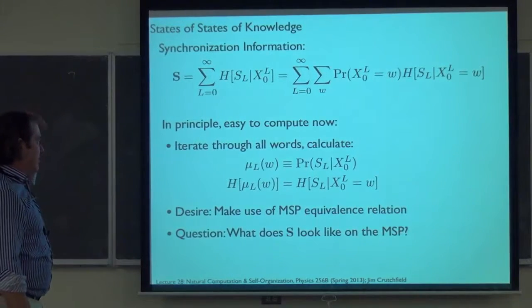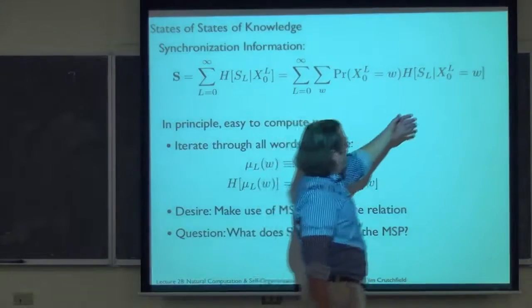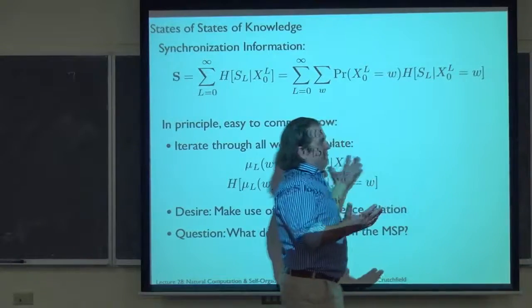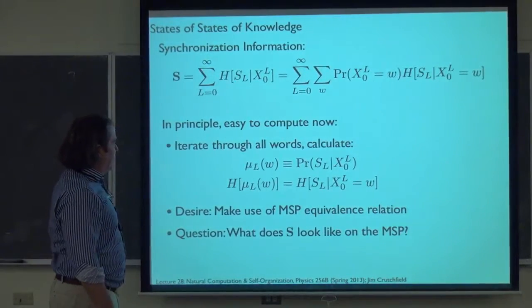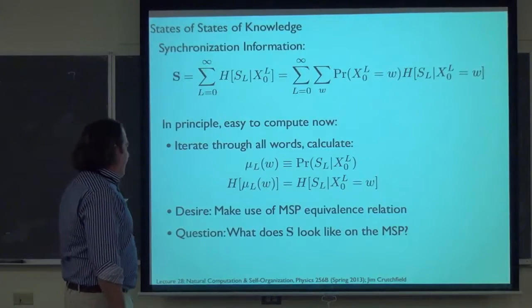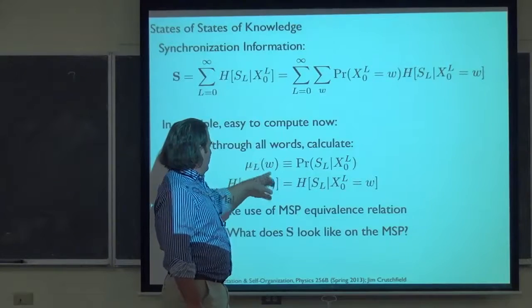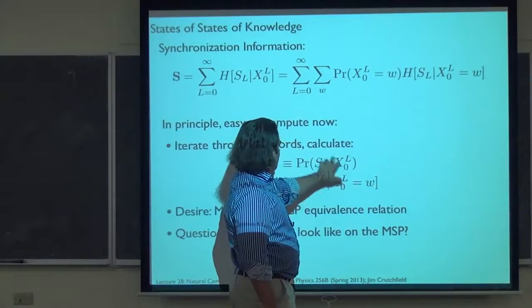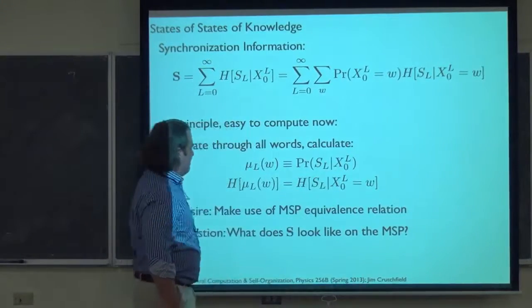But now, these quantities are what we were just working with. We had a history, and we just wanted to look at the mixed state given that. So it should be, in principle, pretty easy to calculate. Basically, you just go through all the words and calculate the mixed states that they induce, so we can get these probabilities, which would go into that H function there.